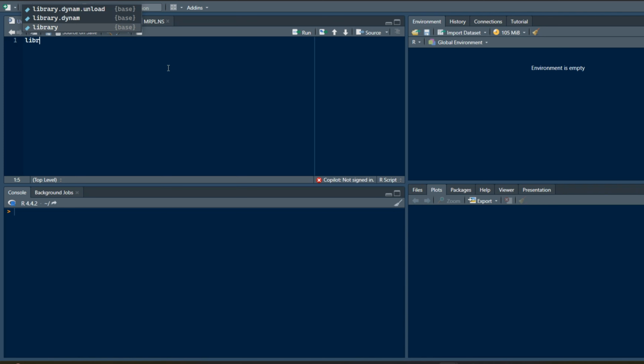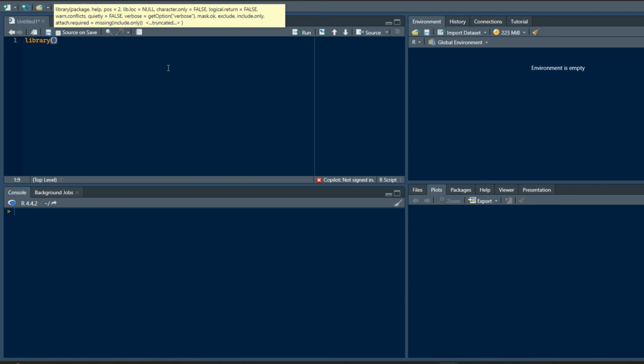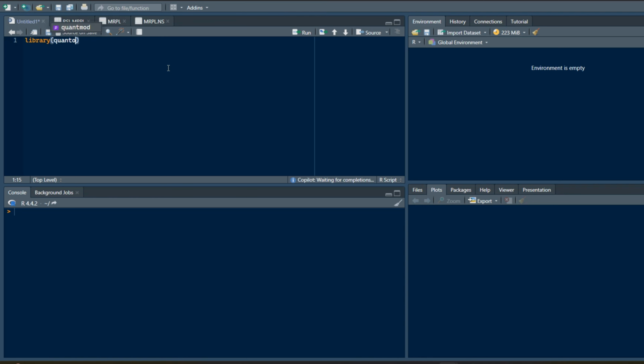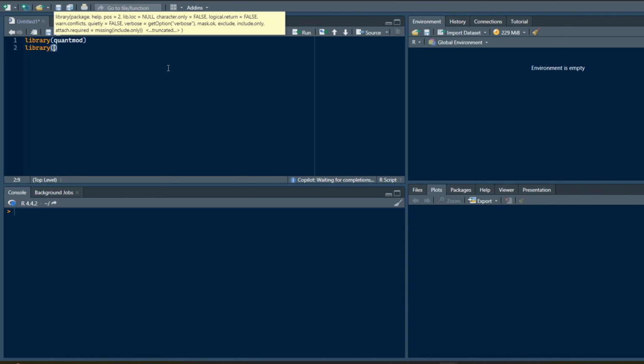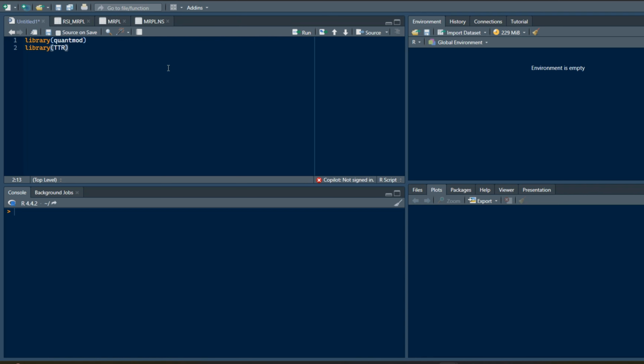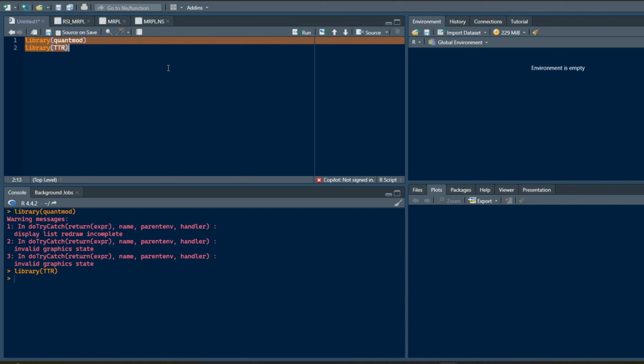So first we have to extract data from Yahoo Finance. So we will be using quantmod package. Then for calculating EMA, we are using library package TTR. So we'll run the command first, import the library. Okay. Next one, we are going to set the symbol.